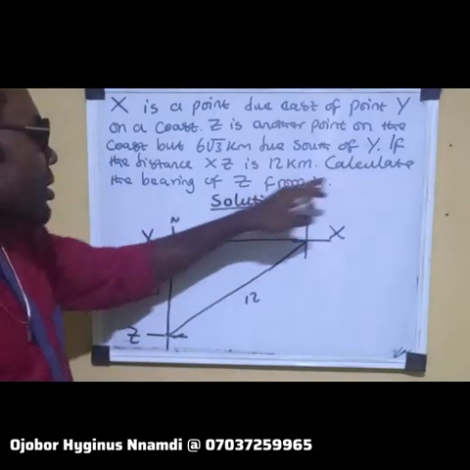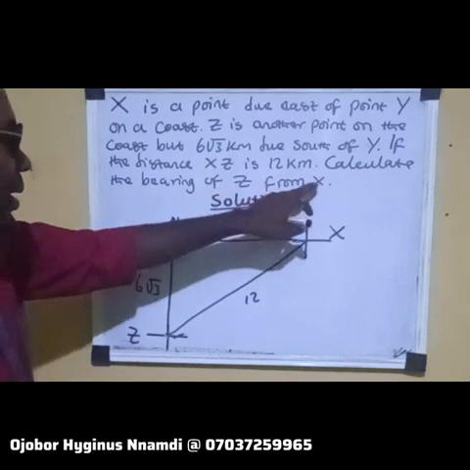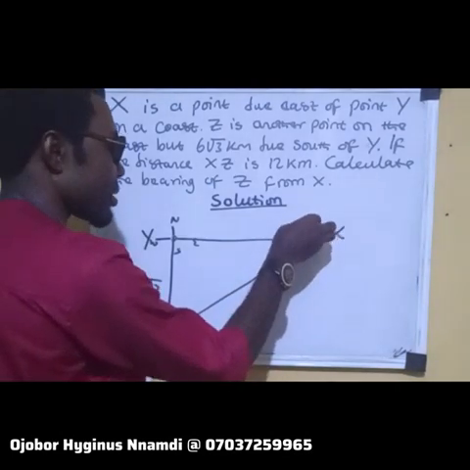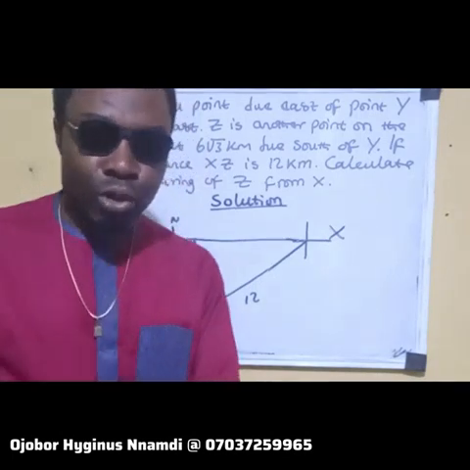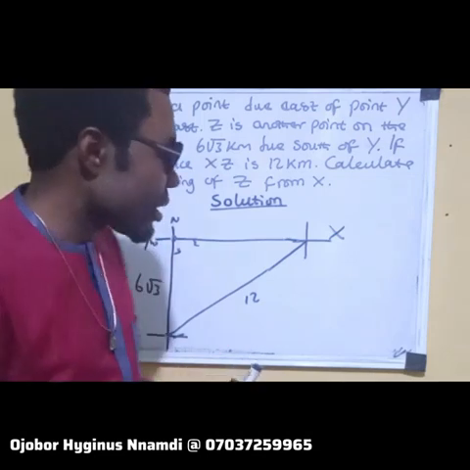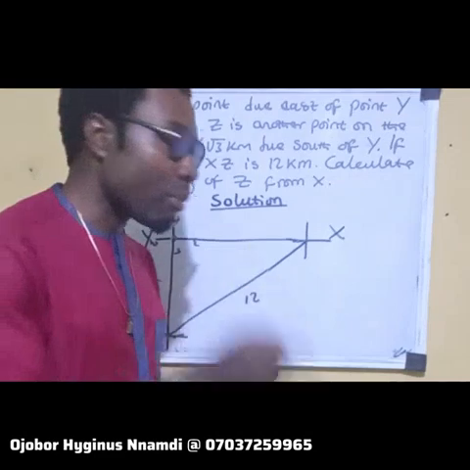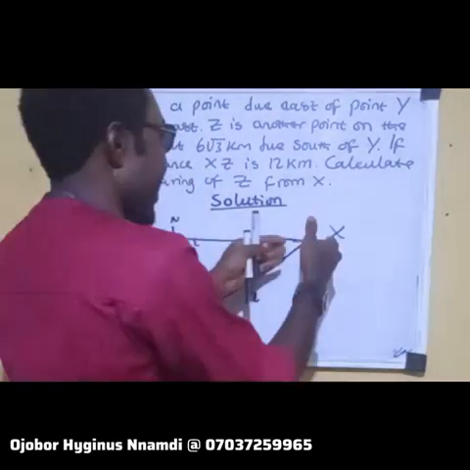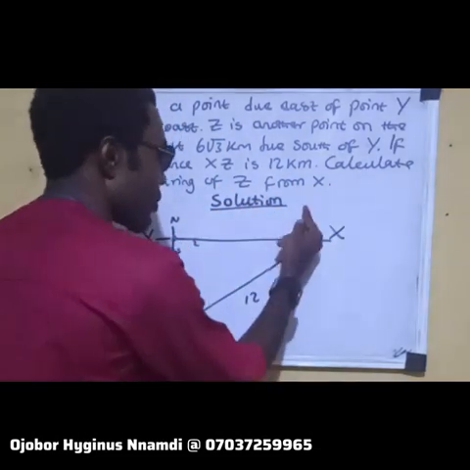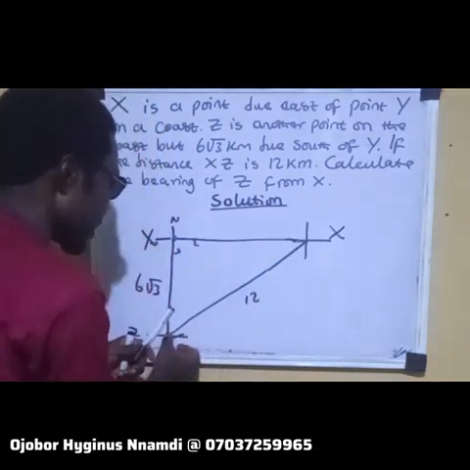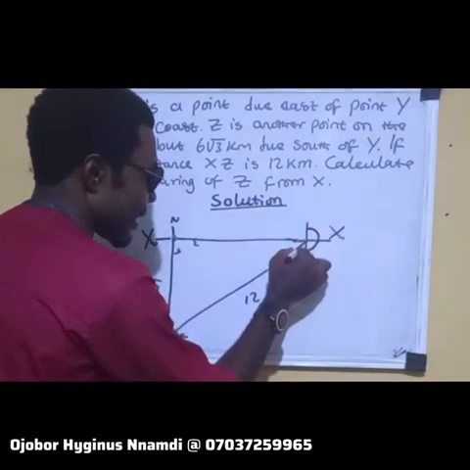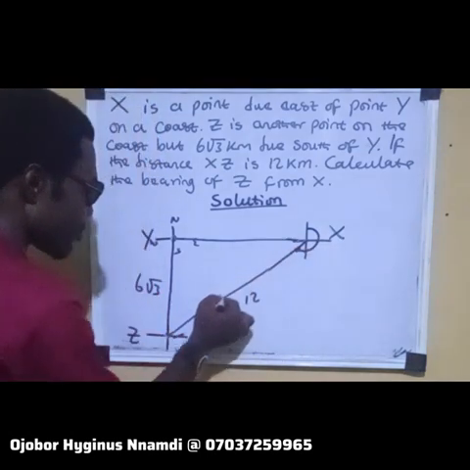The question said we should calculate the bearing of z from x. Bearing is from a particular point. What angle are we going to turn from north of that point? At what angle will you turn clockwise to locate a straight line that will lead you to another point? Because we're looking for the bearing of z from x, from the north of x, what angle are we going to rotate to locate a line that will lead us to z? From north, we will rotate 90, 180, then this other angle, before we can move in a straight line to z.